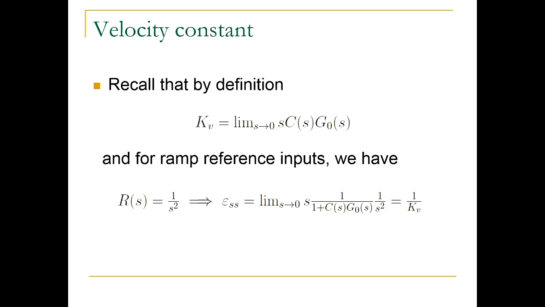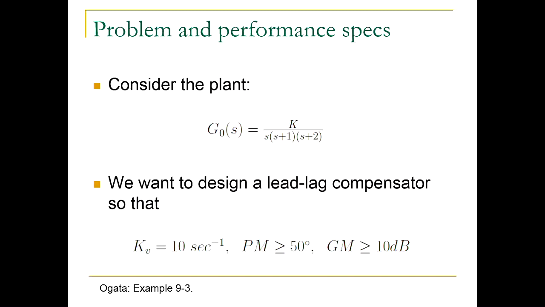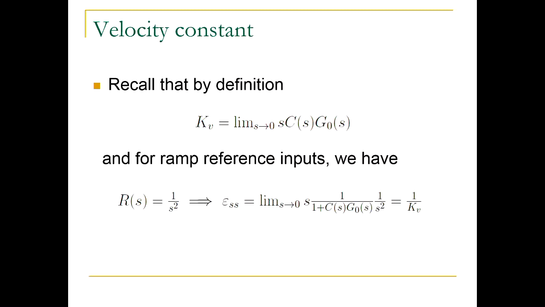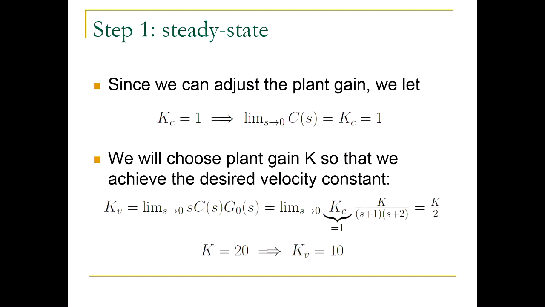All right. So just going back, we want to satisfy Kv equal 10, phase margin larger than 50, gain margin larger than 10 decibels. Since we can adjust the plant gain K, we will assume in this example that we set the controller gain to 1, because we will still have the ability to play with the plant gain. So we will set the DC controller gain to be exactly 1 for this reason.